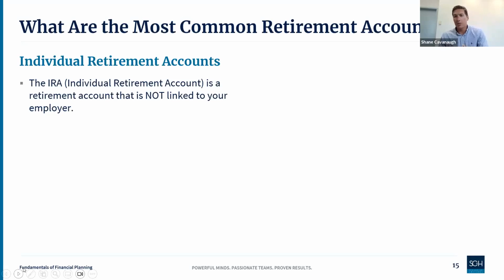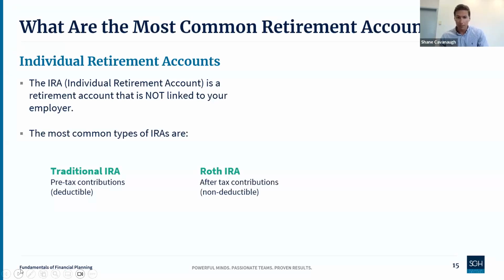The main difference between the two is the IRA, the individual retirement account, is just like it sounds. It's individual. It's not linked to your employer. It's opened and it's maintained by you. We have the same type of contributions. We have traditional and we have Roth, so similar ways that dollars can flow into the accounts. One of the big differences there are contribution limits.